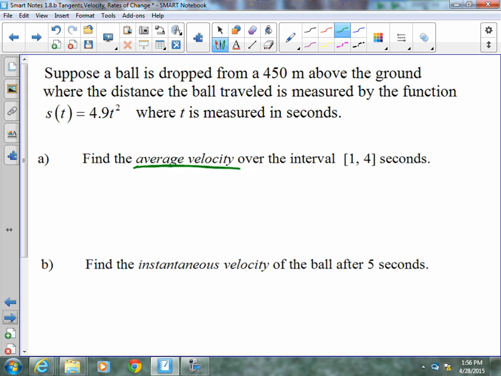When you see average, think slope, and make sure that sticks, because when we get to reviewing for the AP test at the end of the year, you're going to be mad that you don't remember that. So what we need is our point at 1 and 4, and then we're going to find slope. If we plug 1 into 4.9 t squared, we get 4.9. If we plug 4 into 4.9 t squared, we get 78.4.